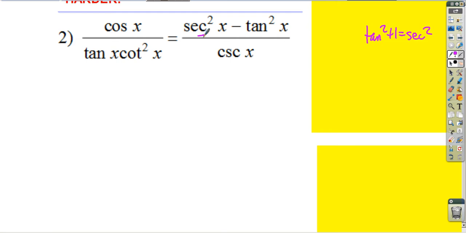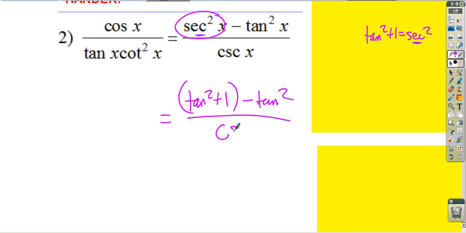So let's see if we can leverage this somehow. We have a sec squared right here, and it's already solved. Sec squared equals tan squared plus 1. So I'm going to replace it with tan squared plus 1. And then we have this minus tan squared right here, and that's all over cosecant. So tan squared minus this tan squared, those are going to cancel, and we're just left with 1 over cosecant. Okay, 1 over cosecant. Well, that doesn't really help us too much because that doesn't look anything like the other side right now.